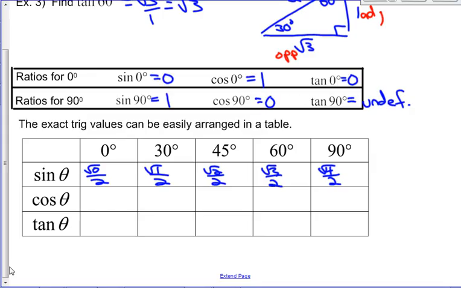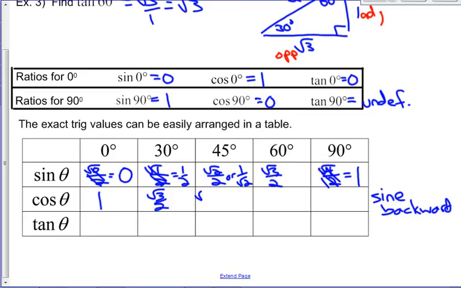Now, some of these simplify. This one is 0. This one is a half. This one is root 2 over 2, and it could also be written as 1 over root 2, doesn't matter. Root 3 over 2 doesn't simplify. Root 4 over 2 is just 2 over 2, or 1. Your cosine row is just going to be sine backward. So 1, root 3 over 2, root 2 over 2, or 1 over root 2, 1/2, and 0.